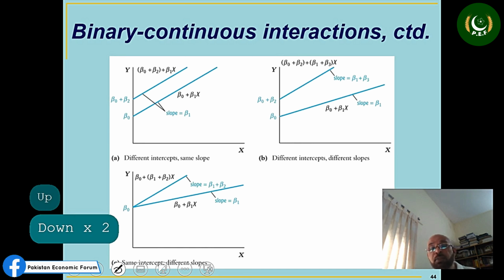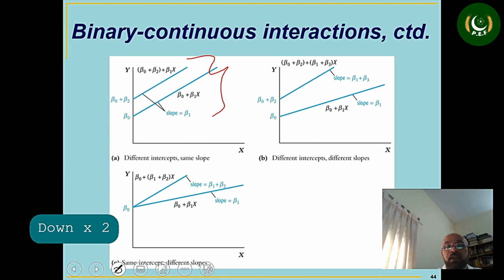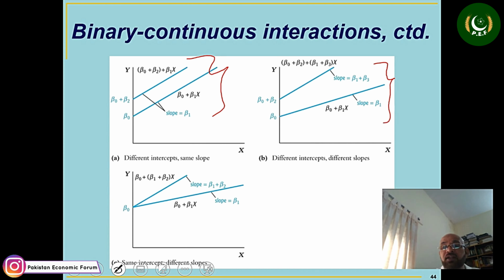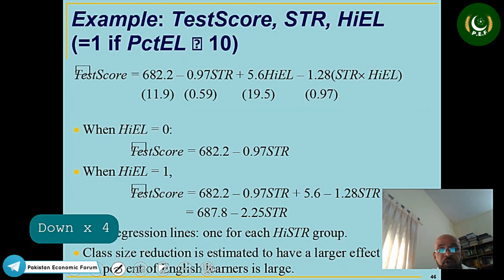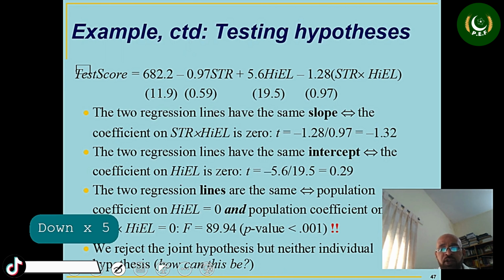The third case is when both are continuous. So in this case, you will have different intercepts. And in this case, you have different intercepts, different slopes. And intercept is same, slopes are different. So you have these three cases. Here, what do we see? Okay, you can go through these slides. I'm not covering it to keep it short.